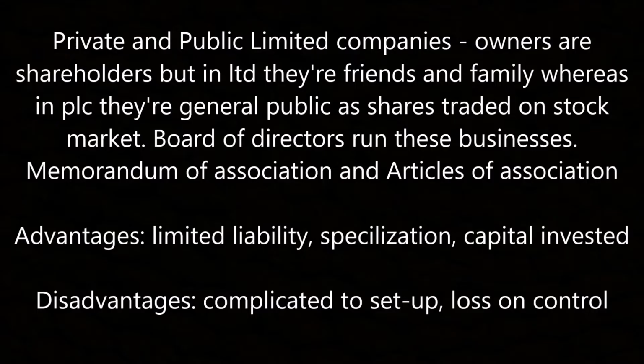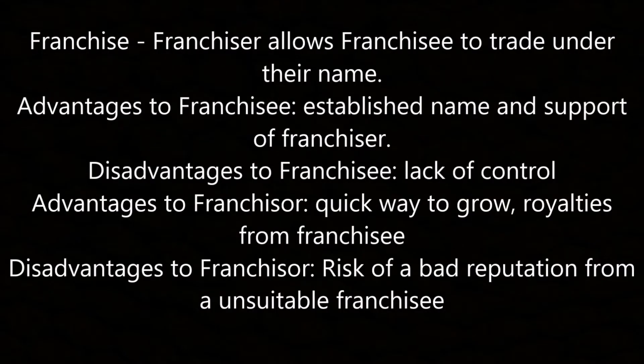control. A franchise is when a franchisor allows a franchisee to trade under their name. The advantage to the franchisee is that you have an established name and support from the franchisor. The disadvantage to the franchisee is a lack of control, but the advantage to the franchisor is that it's a quick way to grow and you have royalties from the franchisee. On the downside, there is a risk of a bad reputation from an unsuitable franchisee.